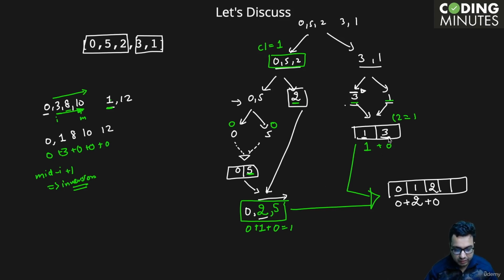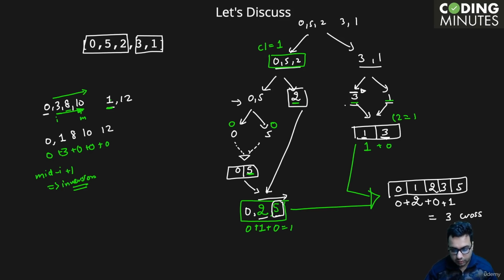Then we have 3 and 5. Now 3 is smaller than 5. Then what we are going to do is put a 3 here and add 1 to the count, because we have one element which is greater than or equal to 5, that is 5 itself. And finally this array is finished, we will put a 5 here. So what we'll get is 3 cross inversions.